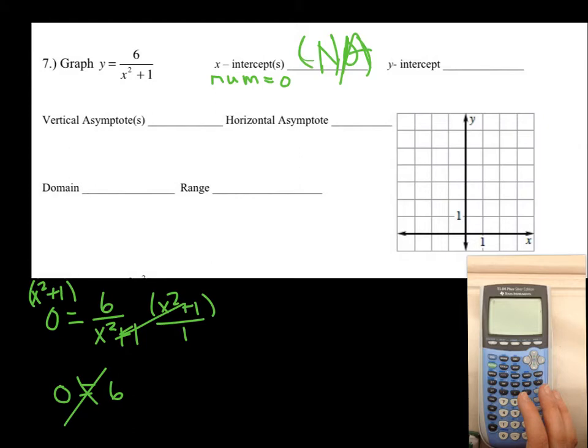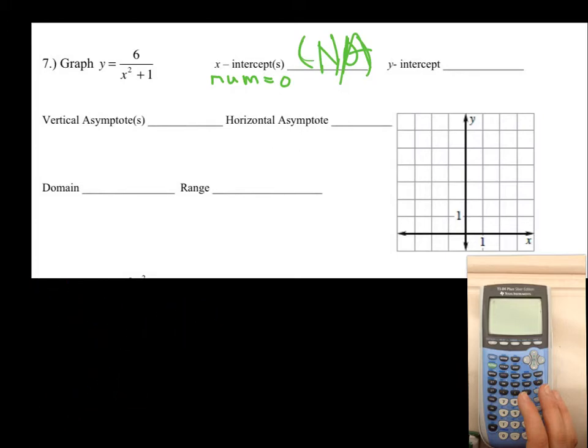So the y-intercept is the one where you plug in 0 for x, and you have to solve for y. So anything that's an x becomes a 0. So y equals 6 over 0 squared plus 1, which equals 6 over 1, which is just 6. So that's all for the y-intercept.